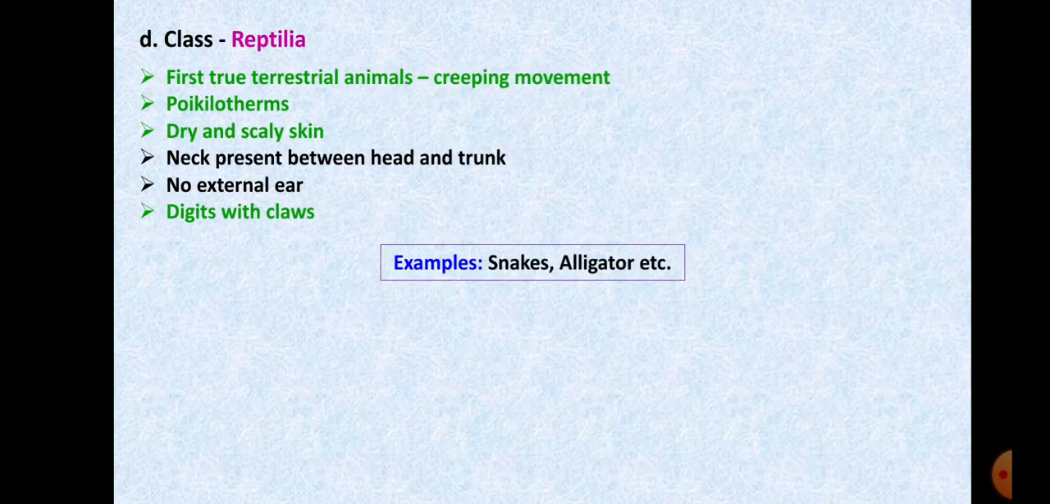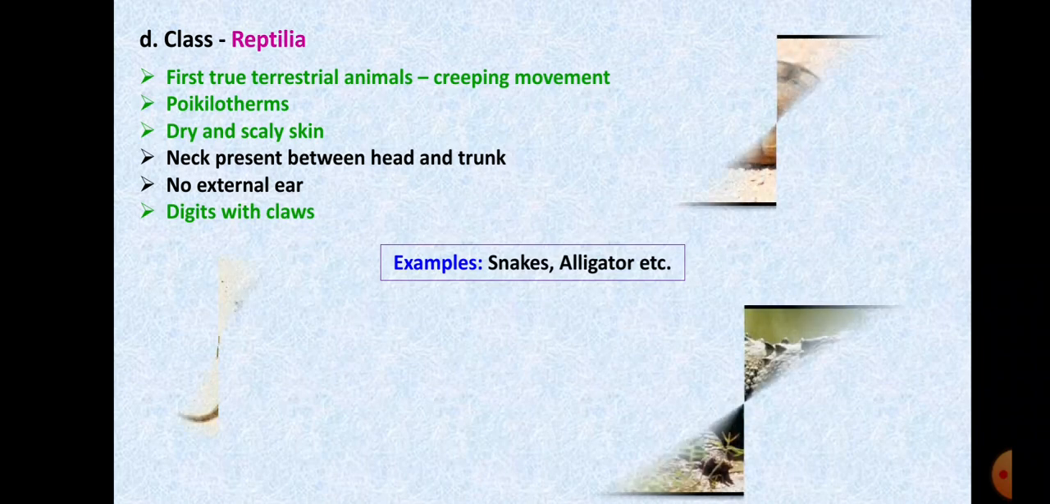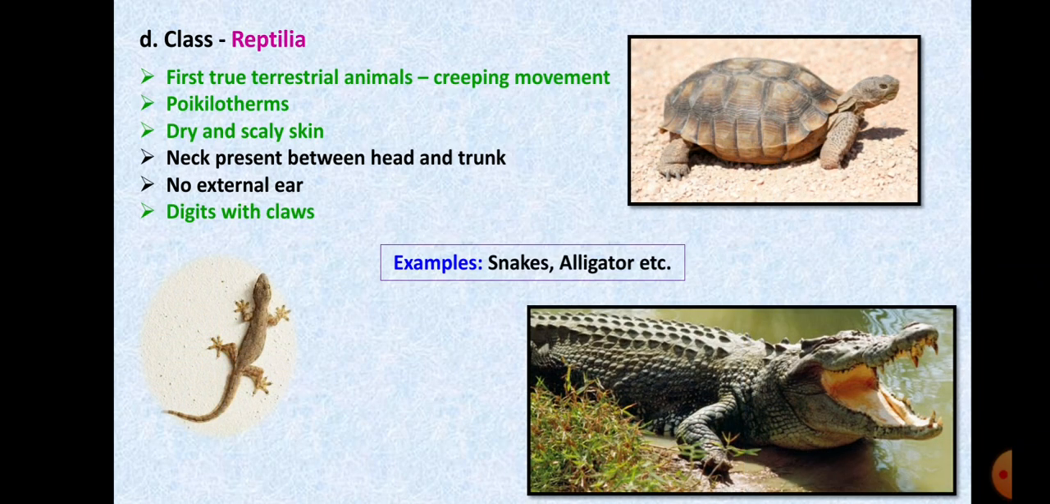The next class is Reptilia. Now these are termed as the first true terrestrial animals. From the water, the first organisms that tried to live on the land. Gradually evolution took place, development took place. They were your reptiles. They could be observed performing creeping movement. These are also poikilotherms, that is, cold-blooded animals. The skin is dry and scaly.